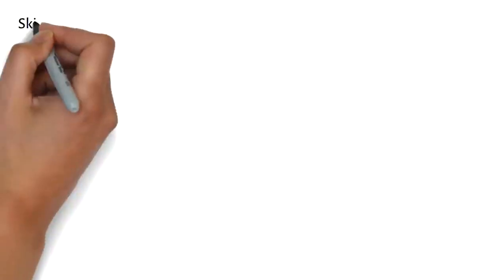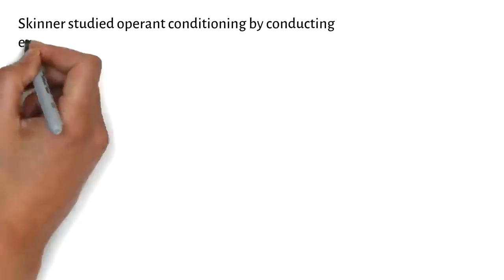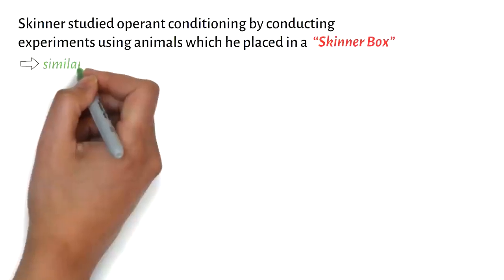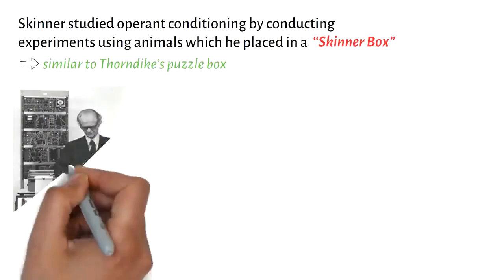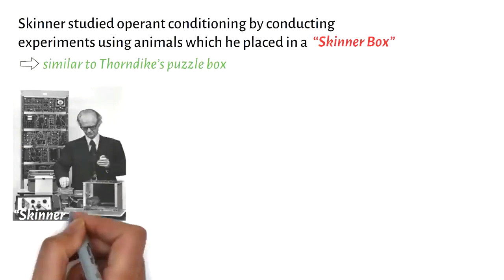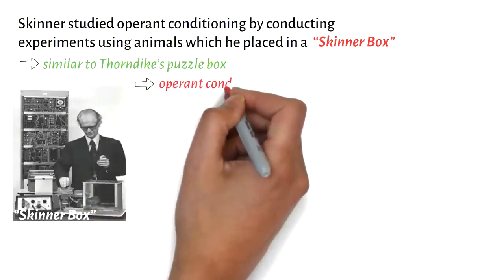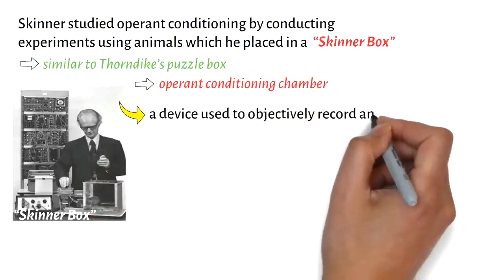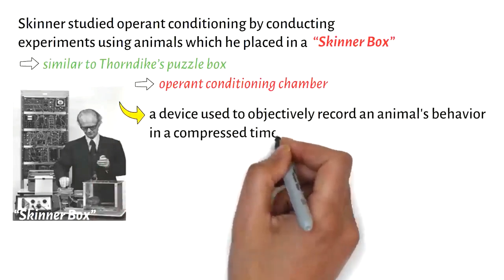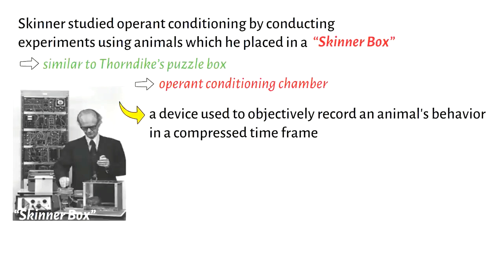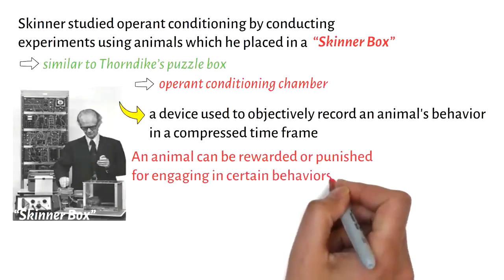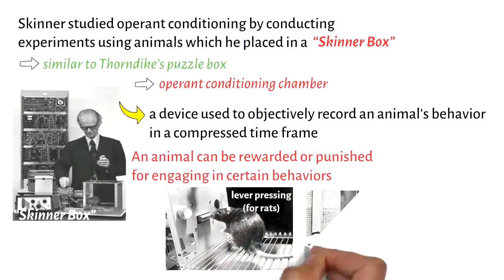Skinner studied operant conditioning by conducting experiments using animals, which he placed in a Skinner box, which was similar to Thorndike's puzzle box. A Skinner box, also known as an operant conditioning chamber, is a device used to objectively record an animal's behavior in a compressed time frame. An animal can be rewarded or punished for engaging in certain behaviors, such as lever pressing for rats, or key pecking for pigeons.